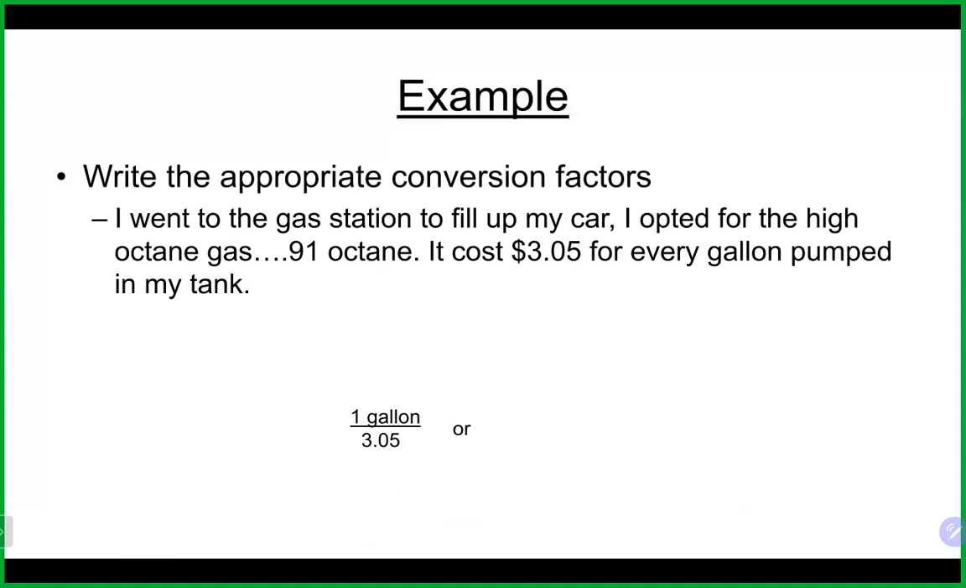If we have 91 octane and we filled up at $3.05 a gallon, where is that? I need to go fill it up. But that was expensive, believe it or not, when I wrote it, by the way. That means that for every gallon of gas we pump, it's going to cost us $3.05. Or for $3.05, we could get a gallon of gas. Basically, there are the two conversions that we could get.